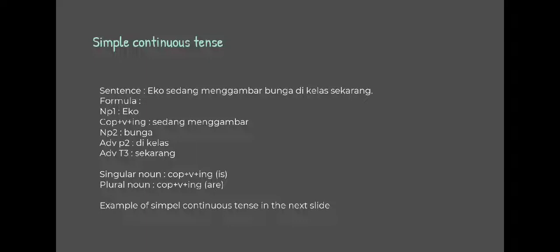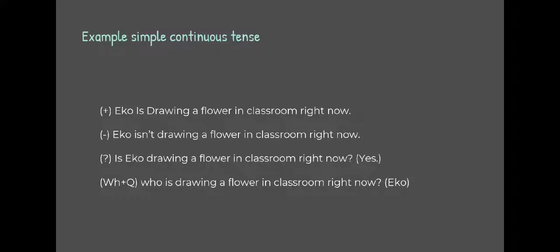And when you use the subject as a singular noun, you have to use is, and for the plural noun you have to use are. Okay, let's go check the example that I made. Okay, here's the example. As you can see, I use a singular subject here, and I'm using is. So the simple continuous tense is an action that is ongoing when you are speaking.